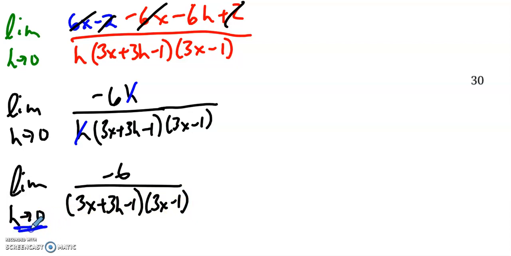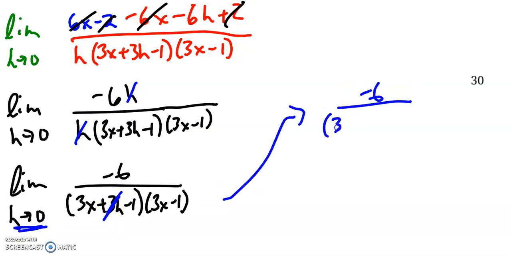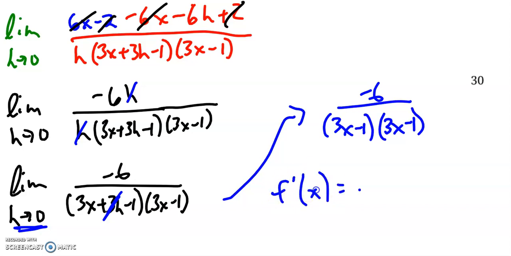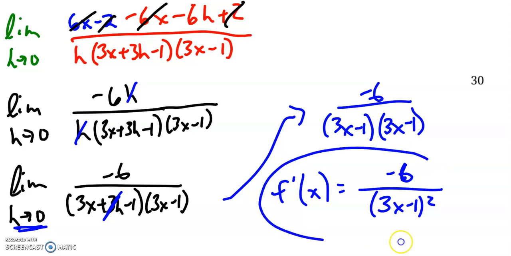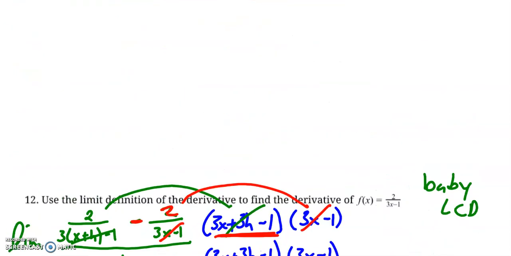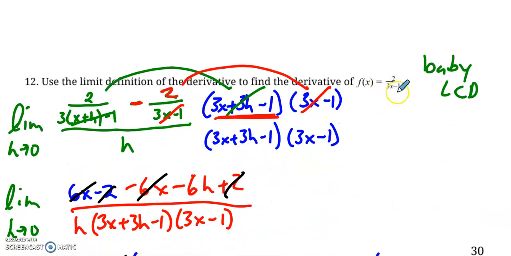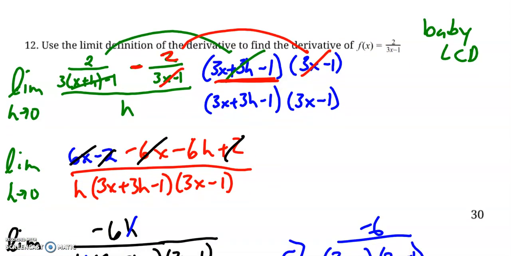So now I can apply this. So that's going to go away. So I will get negative 6 over 3x minus 1, 3x minus 1. And if I really wanted to, I could go ahead and simplify that. Again, what did we just find? This is the derivative, negative 6 over the quantity 3x minus 1 squared. So again, what does this tell me? I can plug in any x value. It'll tell me the slope, the instantaneous slope at that point of the tangent line anywhere along this graph of 2 over the quantity 3x minus 1. Okay.